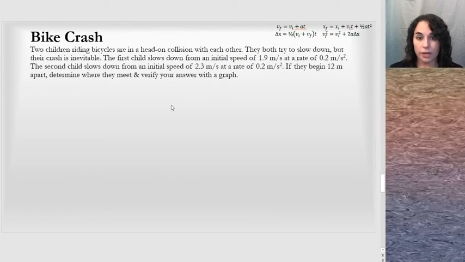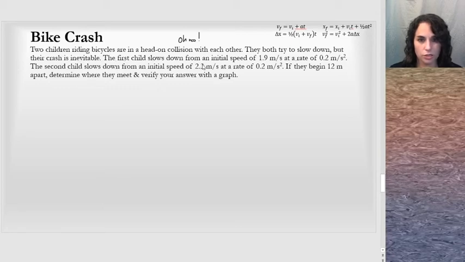The next problem I have to illustrate the kinematics equations is the bike crash problem. Two children are riding bicycles and they're on a head-on collision with each other. Oh no. Oh gosh. They both try to slow down, but their crash is inevitable. They're two kids. I can see this happening.